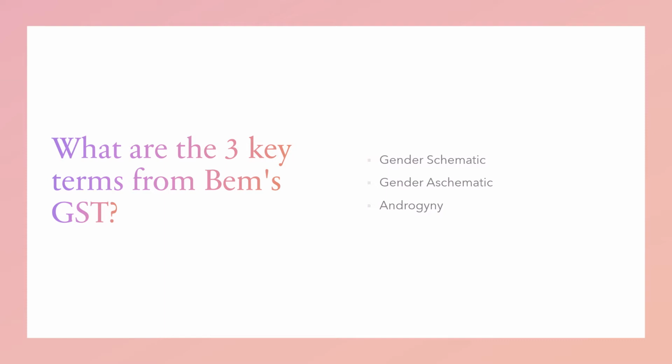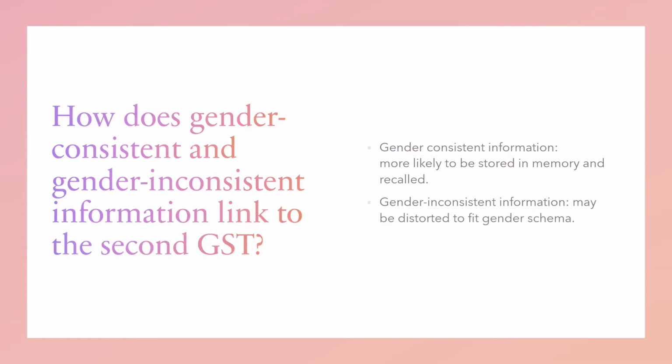And Bem's questionnaire, the BSRI, tested how masculine and how feminine people are, and they said that the best way to be psychologically healthy is to possess both female and male characteristics.